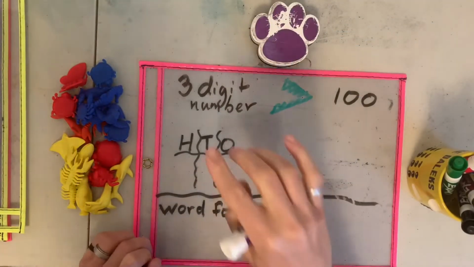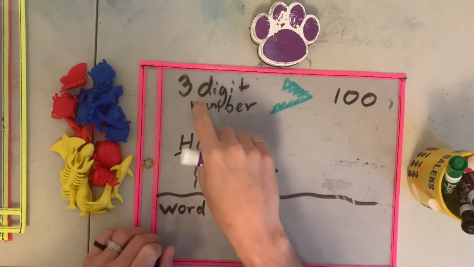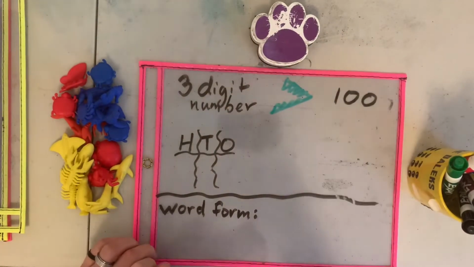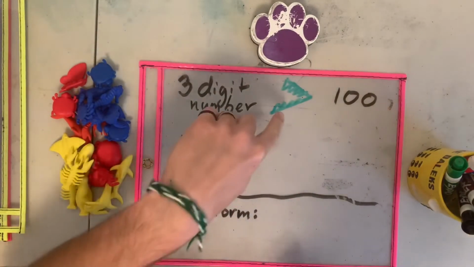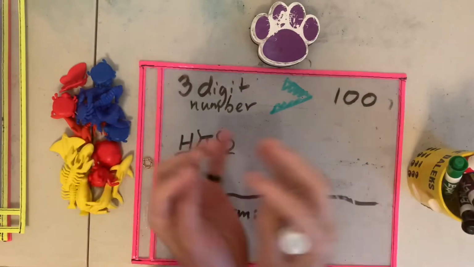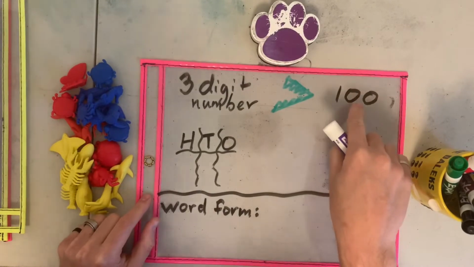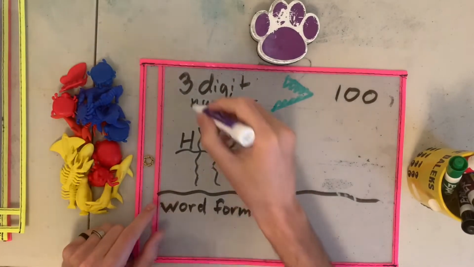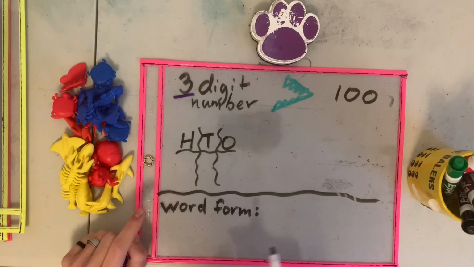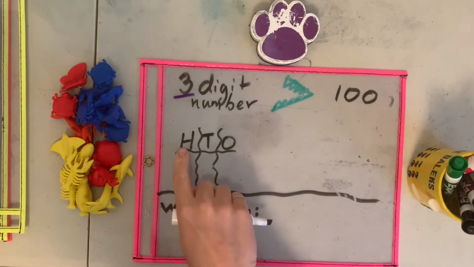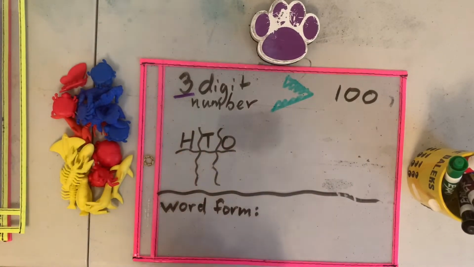In today's class, we are going to create a three-digit number that is greater than 100. We need to remember that the alligator always likes to eat the greatest number. So this number here has to be bigger, greater than 100. Remember, it's a three-digit number. When we have a three-digit number, we're talking about hundreds, tens, and ones. Let's see. Which number should I use today? You know what? I'm going to use a really cool number.